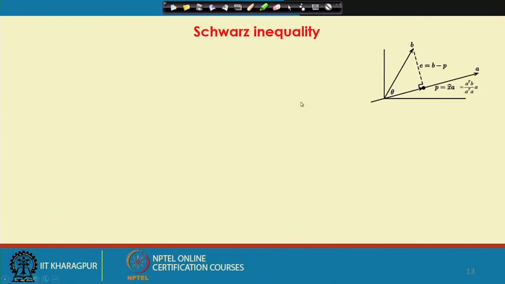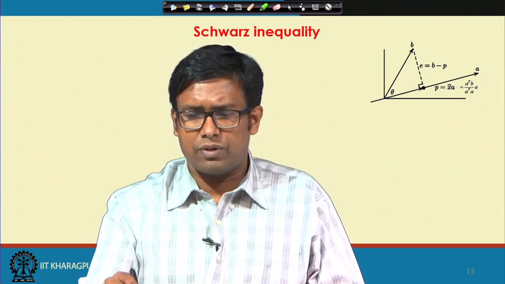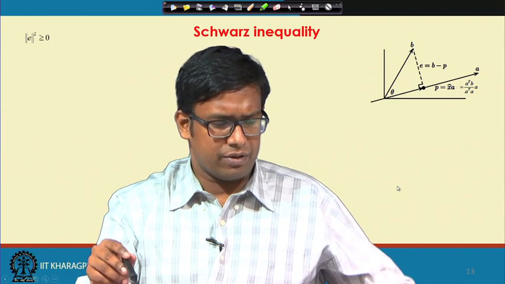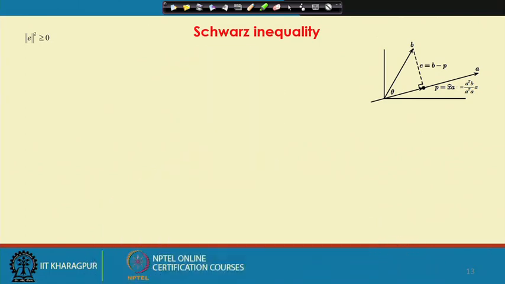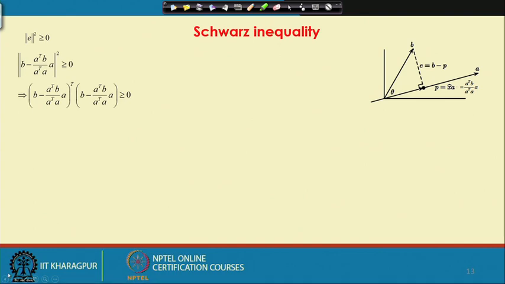And what we will end up with in this session is called the Schwarz inequality. So, we will start with the projection of a vector onto another vector, and see that the error, or the left out part, when we project B onto A, is B minus P, where P is the projection.